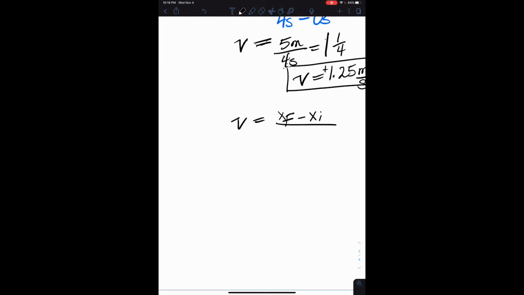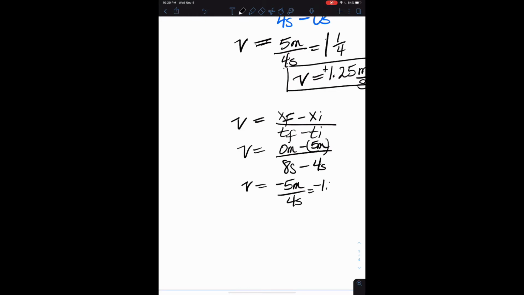All right, XF minus XI over TF minus TI. So we would say, I think our final time was 8 seconds. Our initial time was 4 seconds. Final position was 0 meters. Initial position was positive 5 meters. And so now you can see that you have to subtract that 5 meters. So you end up getting a velocity of negative 5 meters per 4 seconds, or negative 1.25 meters per second.